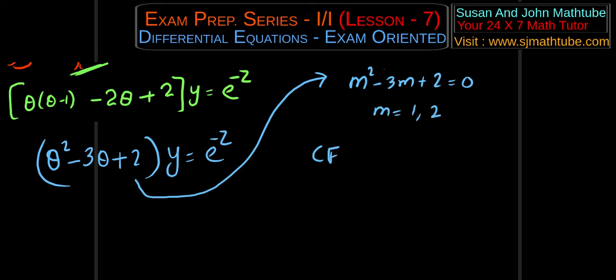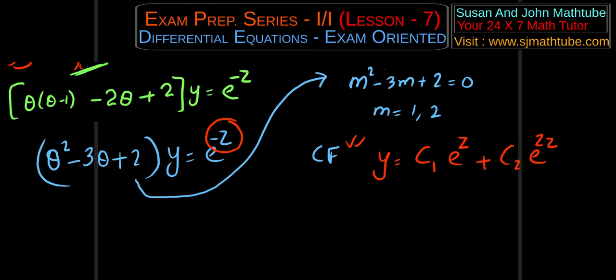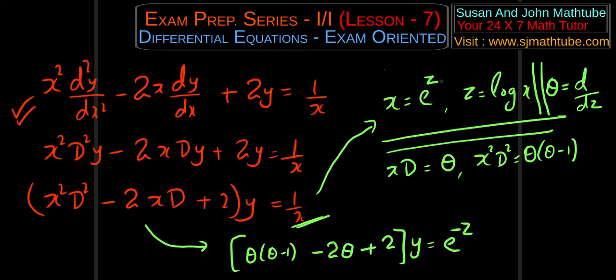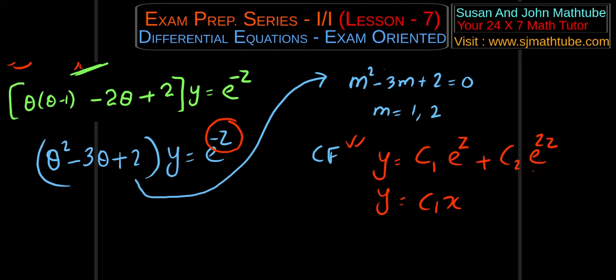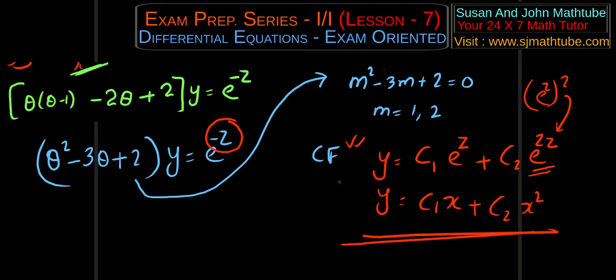Now the complementary function. I'm going to use red so that you don't forget. The complementary function is c1 e to the power... is it x? No, no, no. There is no more x. So please be aware of it. Plus c2 e^(2z). And that is y = c1, what is e^z? Do you remember? Yeah, e^z is x. So this will become x. And this is actually (e^z) the whole squared, isn't it? So this becomes x². Please put it in a box so that you can use it later.